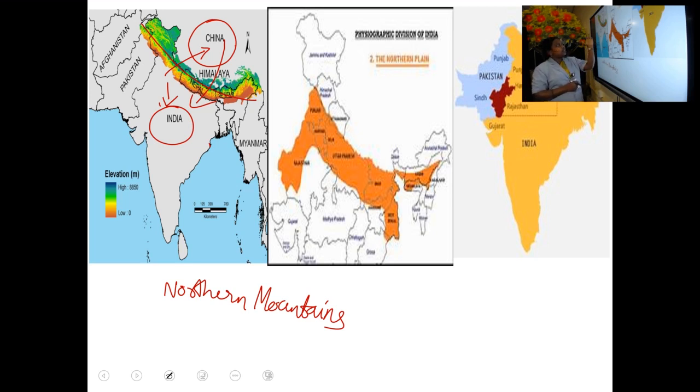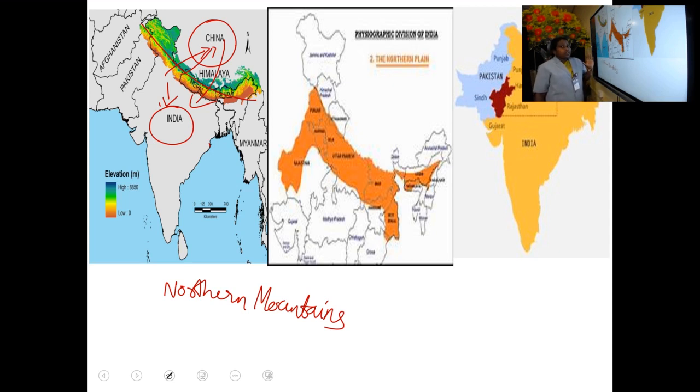And the Himalayas or the northern mountains separate India from China. It also protects our country from the cold winds from the northern region. Lots of rivers also start from the Himalayas. So, these are the things about northern mountains or Himalayas.